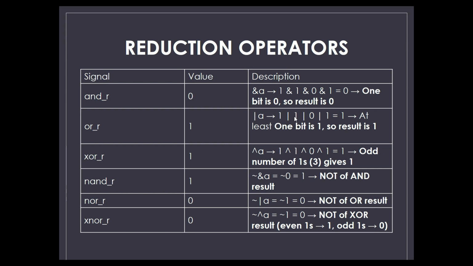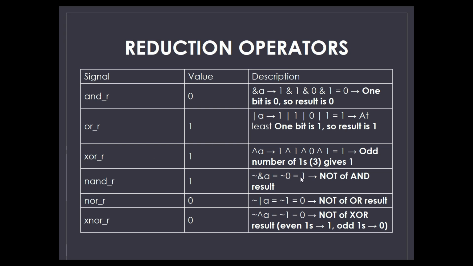Now, reduction OR. The same principle will be followed. Starting from the MSB, we take OR with the next bit, 1 or 1, then the output is 1. 1 or 0, the output is still 1. And 1 or 1, the output is still 1. Hence, the final output is also 1. So we can generalize it this way: if there is a single bit that is high in a multi-bit variable, then its reduction OR result has to be 1.